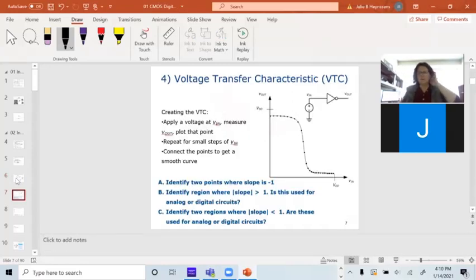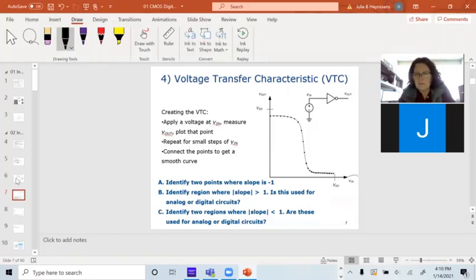Now, this is what you're going to be measuring in lab 1. You're going to be doing a voltage transfer curve for an inverter. The way Mentor Graphics does this, you've done this before. It's like a DC sweep in Multisim, but we're going to do it in Mentor Graphics.